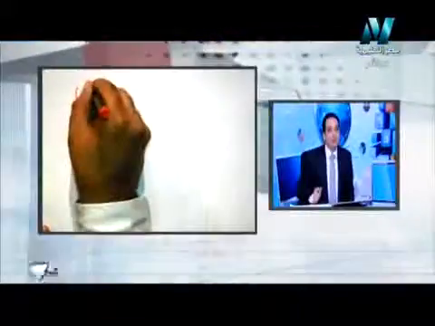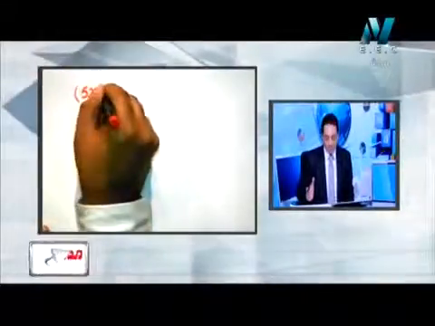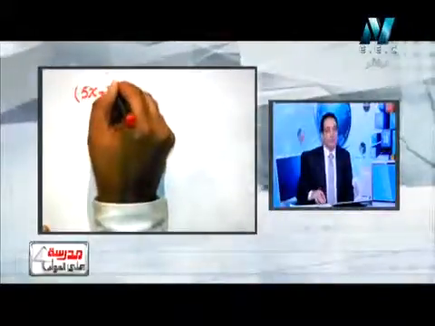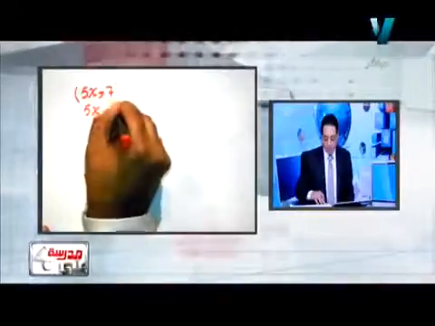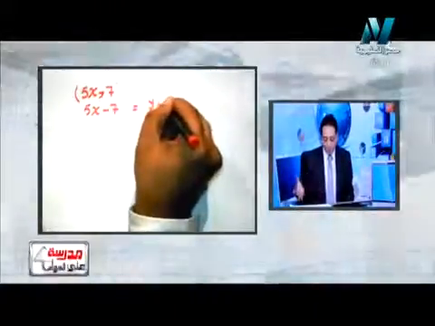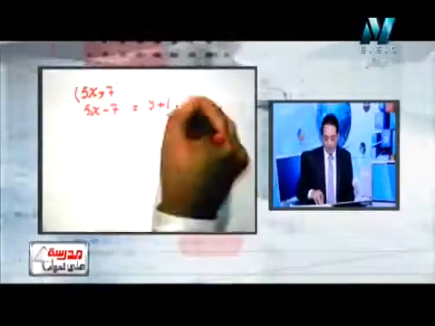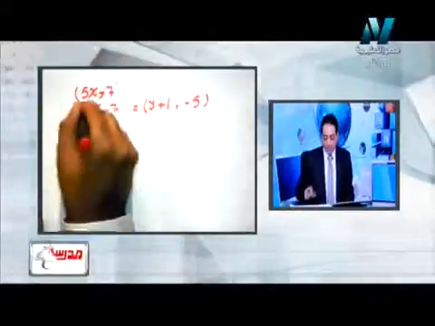If the ordered pair (5, x minus 7) equals the ordered pair (y plus 1, negative 5), then x plus y equals what?